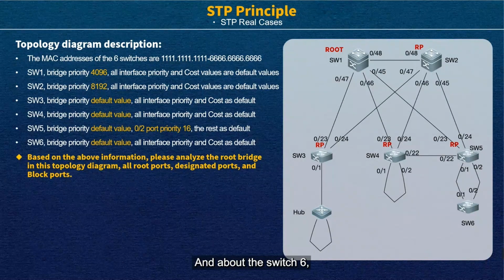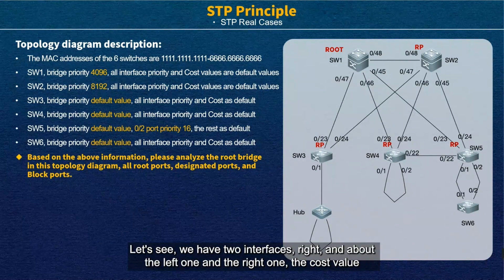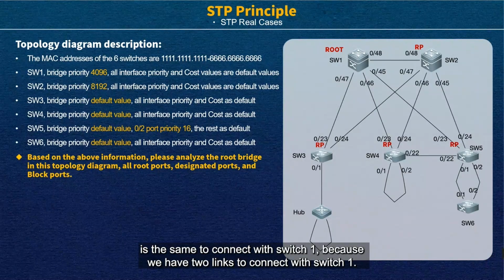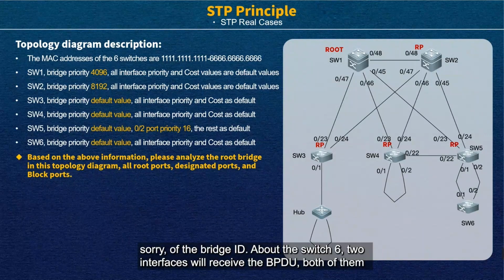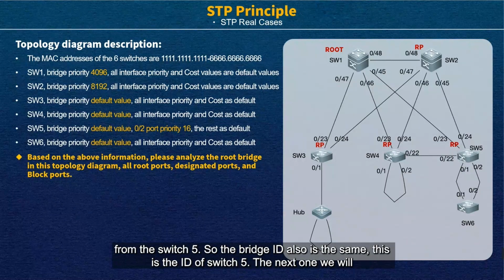And about switch 6, we have 2 interfaces, right? The left one and the right one have the same cost value to connect with switch 1, because we have 2 links to connect with switch 1. How do we select which will become the RP? We will compare the second parameter of the bridge ID. About switch 6, on both interfaces we receive the BPDU from switch 5, so the bridge ID is also the same. This is the ID of switch 5.